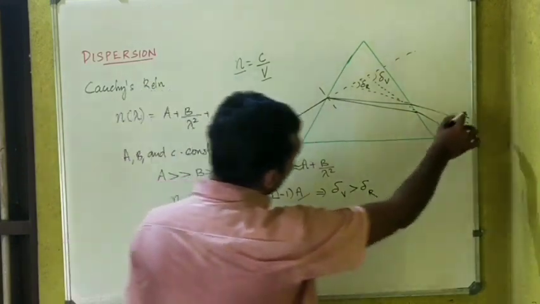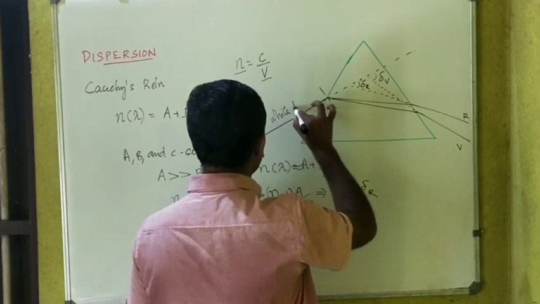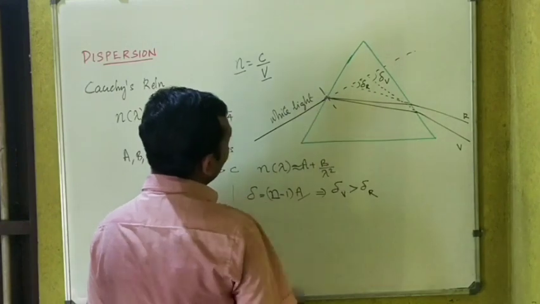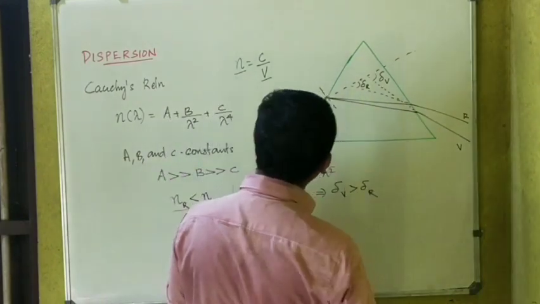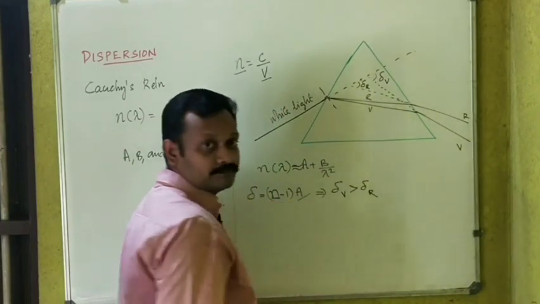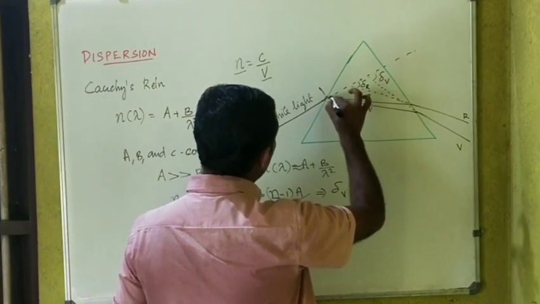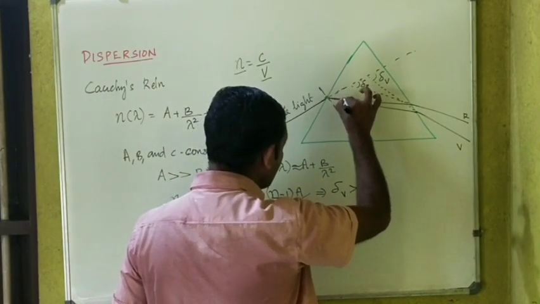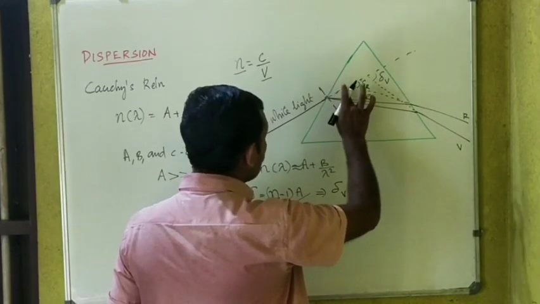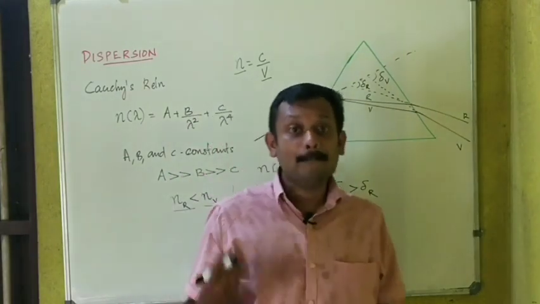As you can see from this figure, this is white light. White light is incident on a prism, and inside the medium it disperses into red color and violet color. You can see that, with respect to the normal, the one which undergoes maximum deviation here is violet. So deviation is given by this angle. So violet experiences more deviation compared to red.